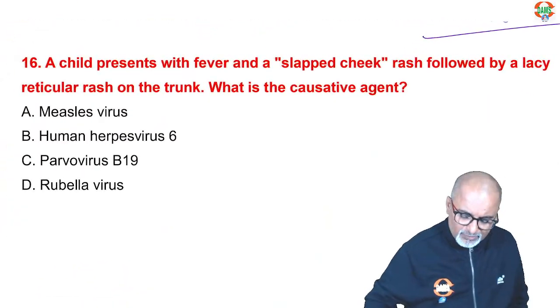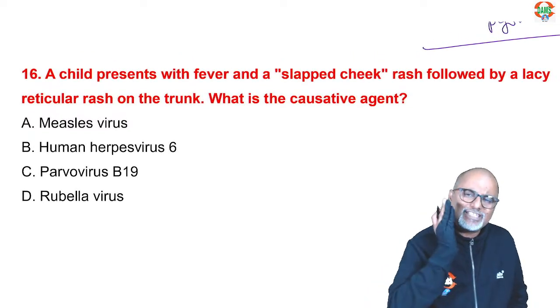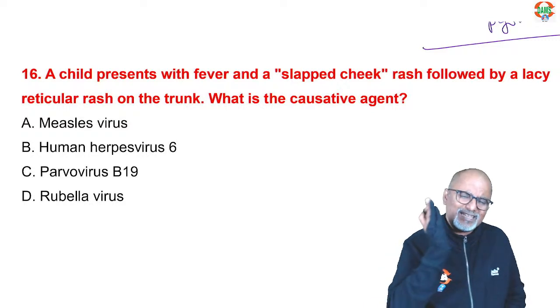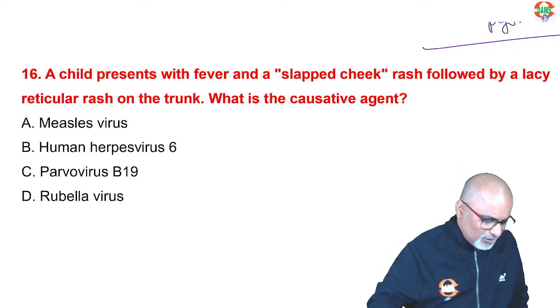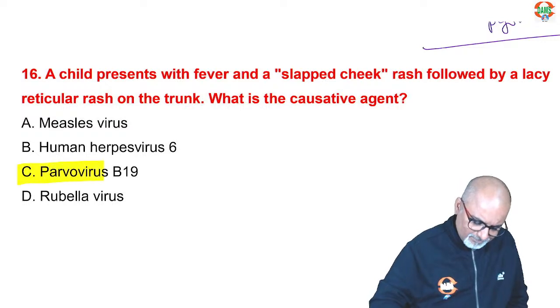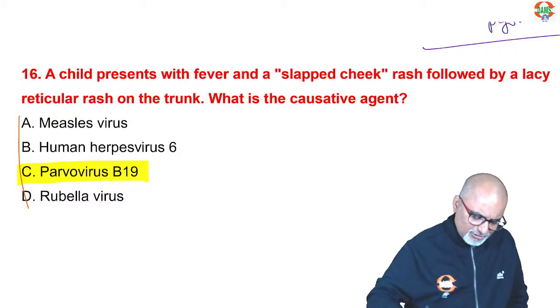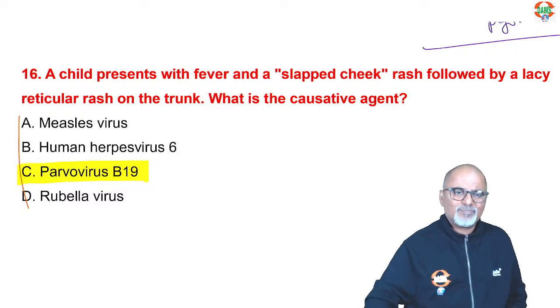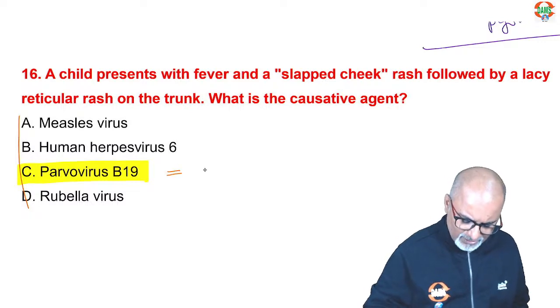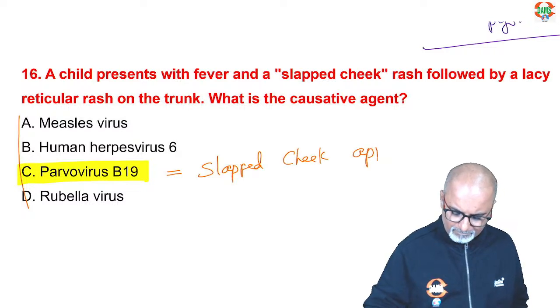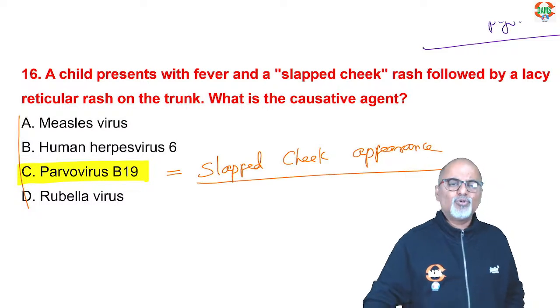A child presents with fever and slapped cheek rash, and a lacy reticular rash on the trunk. What is the causative agent? Always remember, slapped cheek rash, think of parvovirus B19. Many viruses produce rash, but slapped cheek rash is parvovirus B19. It is the slapped cheek appearance. Exact term is blueberry muffin rash.